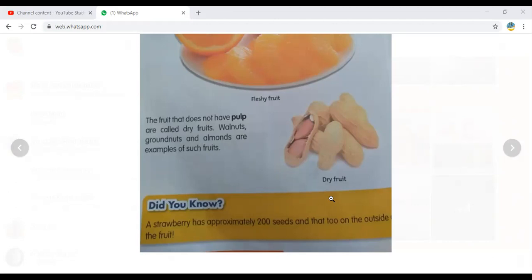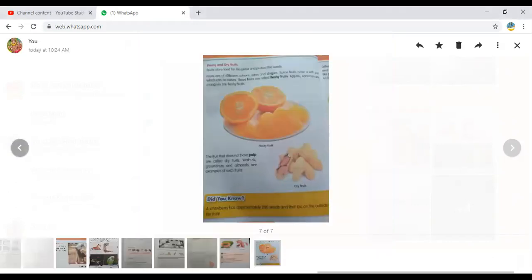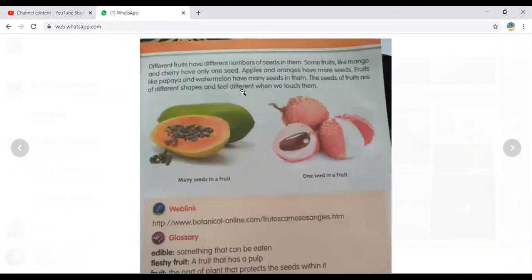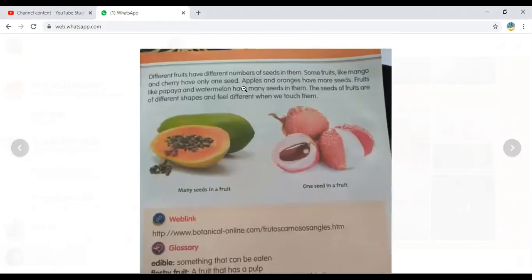Okay, fine. Now I am going to show you one more image, which is related to our part. Yes, you can see different fruits have different number of seeds in them.